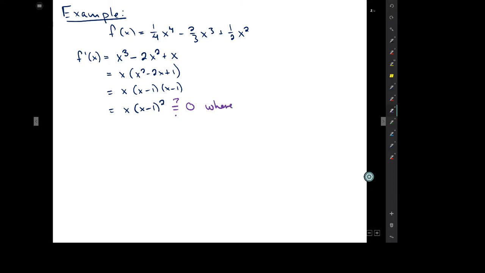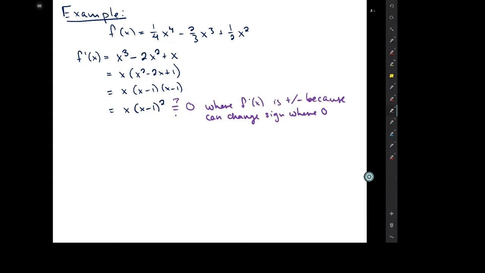where f prime of x is positive and negative, because 0 is where it can change sign. It could also change sign where it doesn't exist, but we're dealing with polynomials and they always exist. We don't have that issue here.